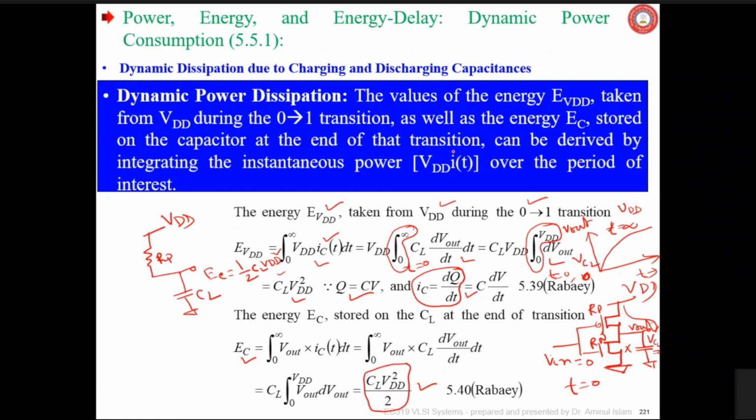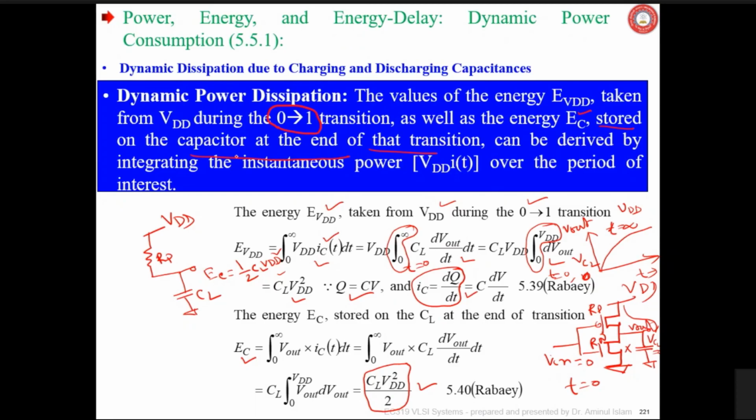0 to 1 transition of what? Input or output? Measure the energy EC stored on the capacitor at the end of the transition. So what transition is it? 0 to 1 transition of input or of output? Output, obviously output. Okay, you can understand from here. Stored energy in the capacitor. Capacitor is nothing but your CL.